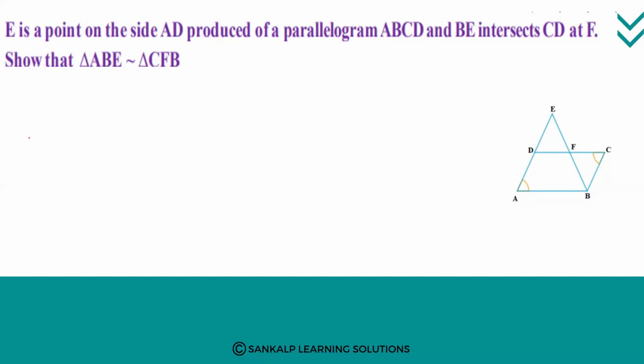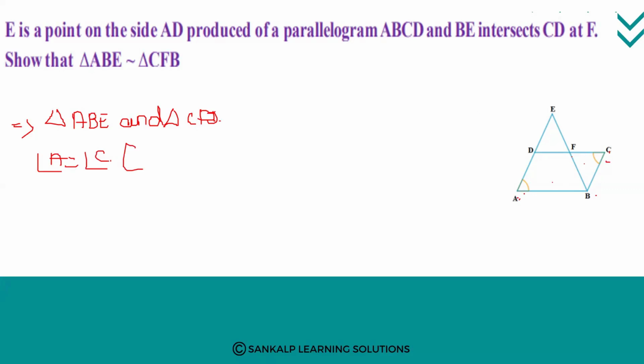So in triangle ABE and triangle CFB. Here, if you consider triangle ABE and triangle CFB, between these two triangles, A is equal to C. Yes or no? So angle A is equal to angle C. Why have we taken A equal to C? Why are these two angles equal? Because these two are corresponding angles.